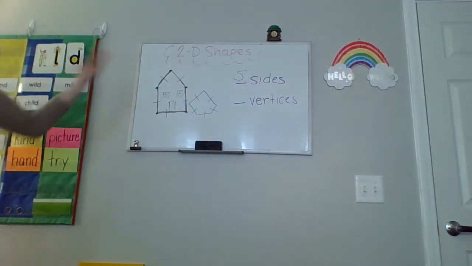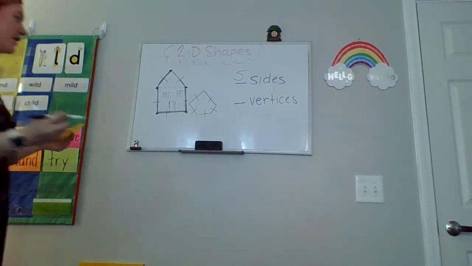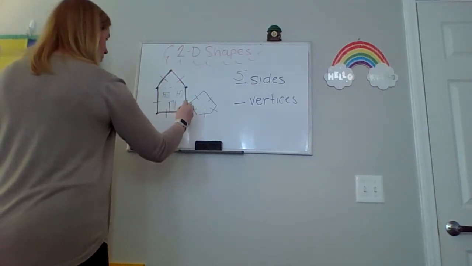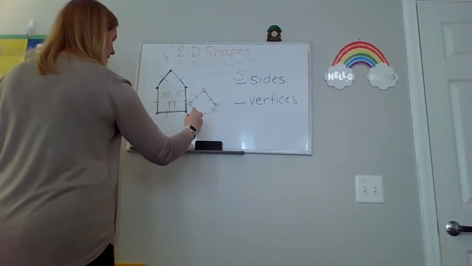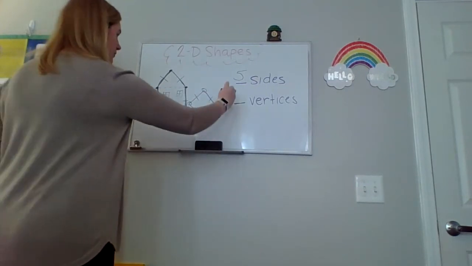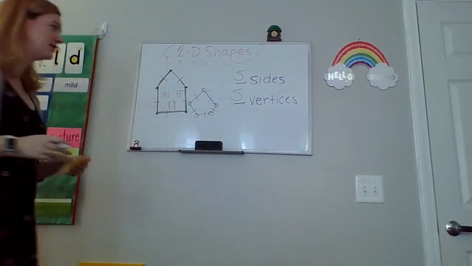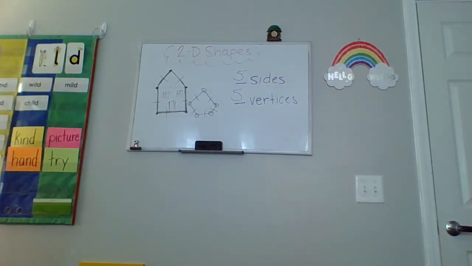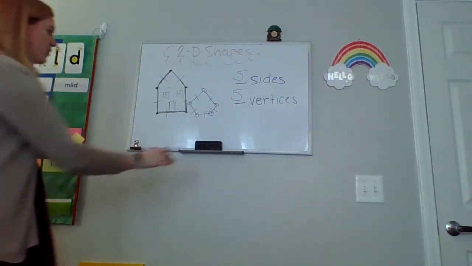Right. Good job. How many vertices are on this shape? George. 5. 5 vertices. Right. 1, 2, 3, 4, 5. Right. I have 5 vertices. I have 5 sides and 5 vertices. Now, I do have a question.